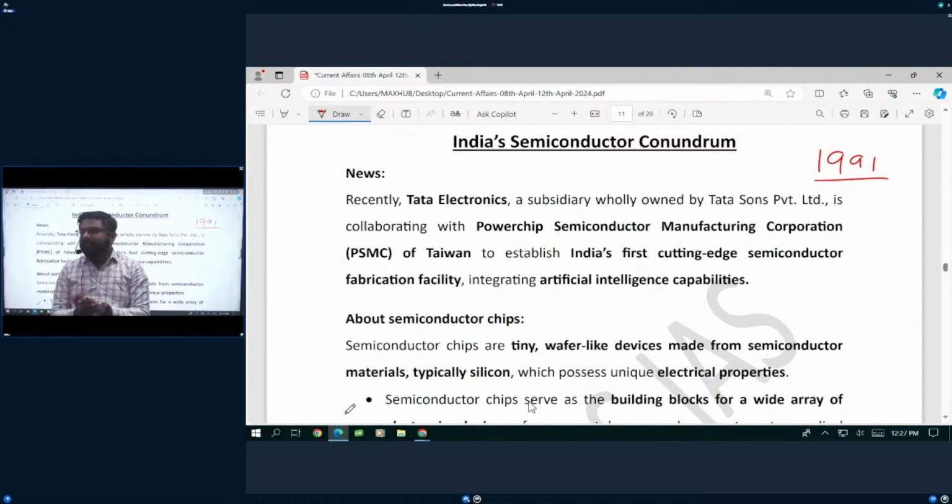So near America means near shoring and friend of China means friend shoring. ठीक है? Understand that context. Now let us discuss the semiconductor conundrum. What is the biggest problem?